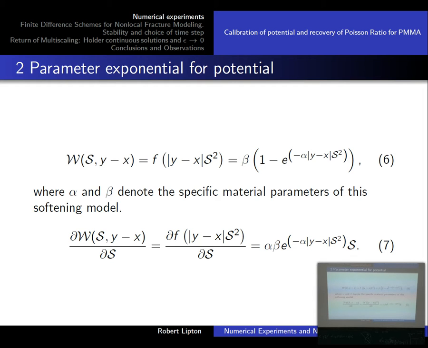For the specific choice of F, we'll just take it to be an exponential with two parameters, beta and alpha. Alpha controls the decay. Beta is an elastic parameter, and it also figures into fracture toughness. So our potential will now be realized by the specific nonlinear model, which is the force, which will give us our strain versus force relation.